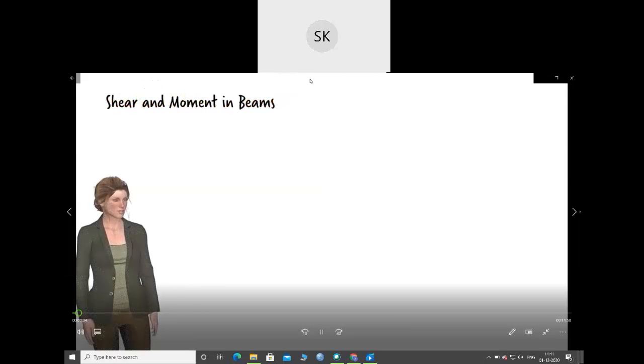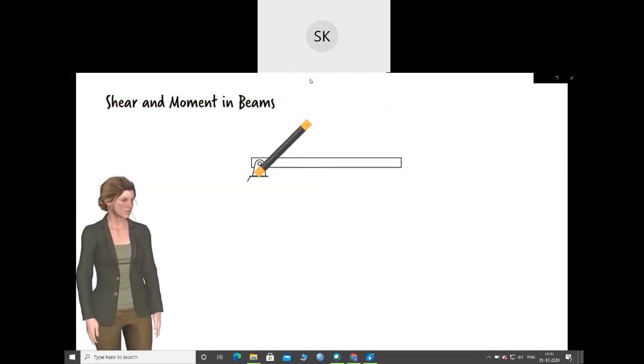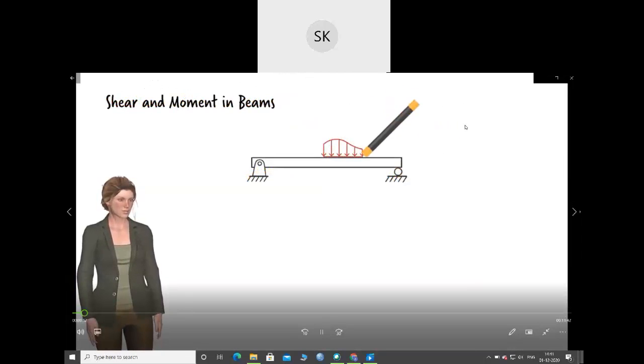Shear and moment in beams. When a properly supported beam is subjected to loads, it is going to deflect.